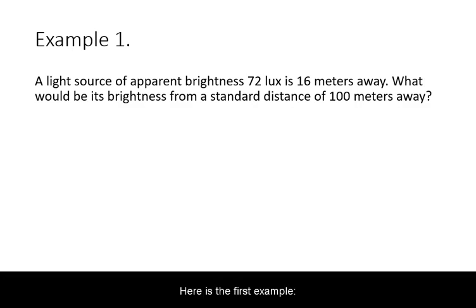Here is the first example. A light source of apparent brightness 72 lux is 16 meters away. What would be its brightness from a standard distance of 100 meters away?